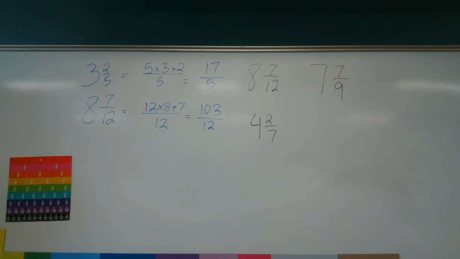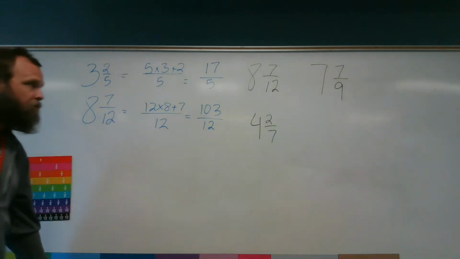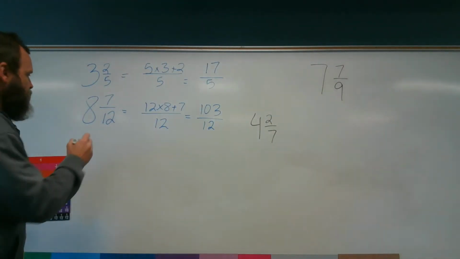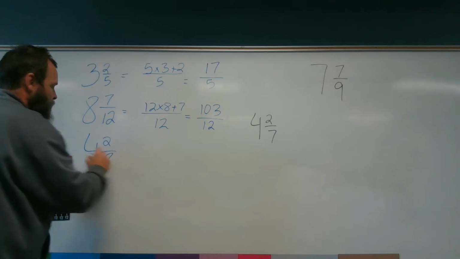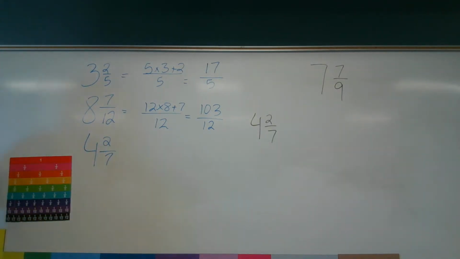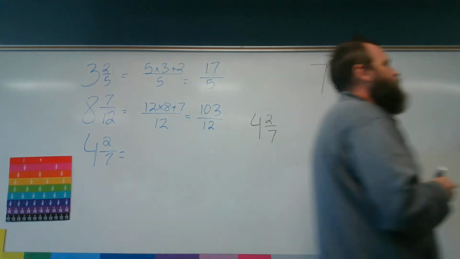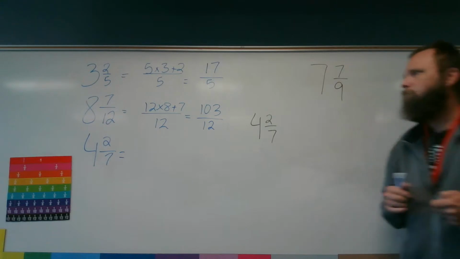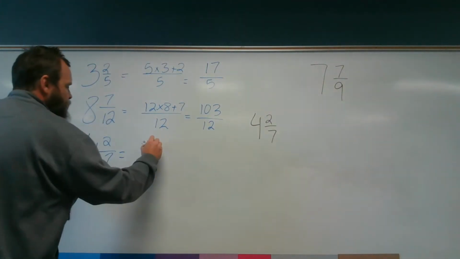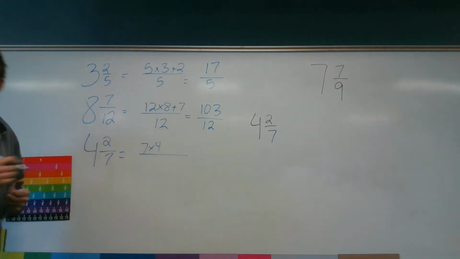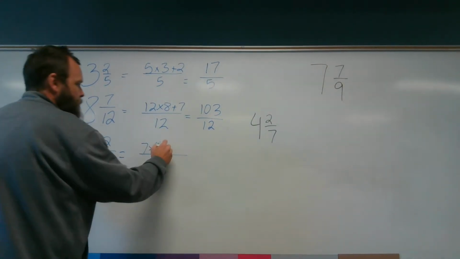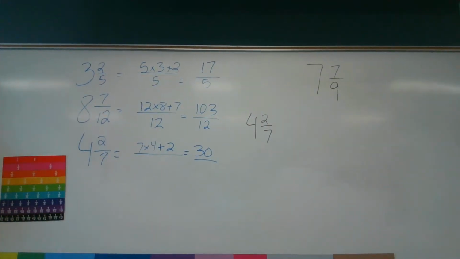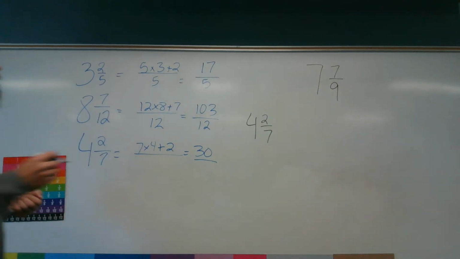Luna, just raise your hand. All right. Let's look at 4 2/7. So, Luna, tell me what to do. You multiply 7 times 4, which equals 28. Then you add 2, which equals 30, and the answer is 30/7.